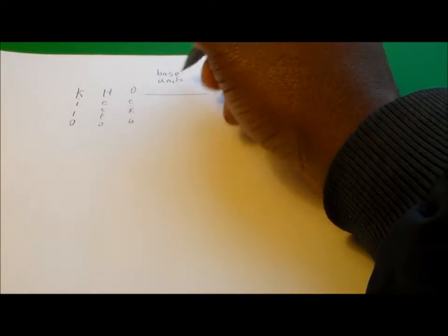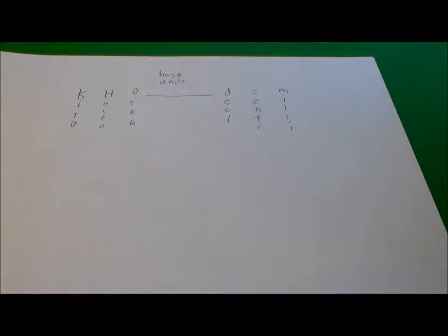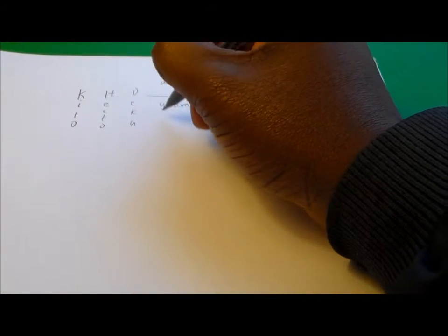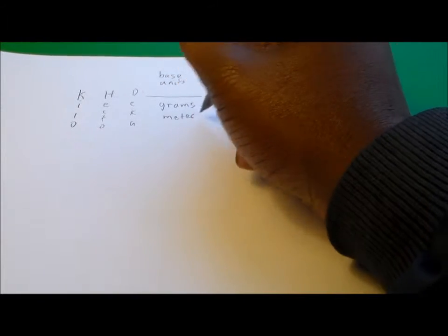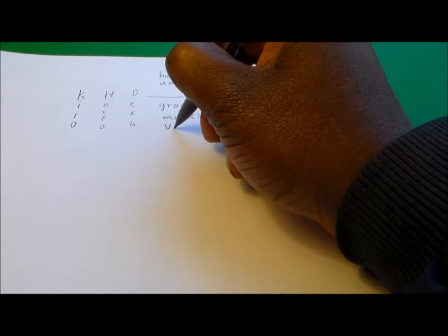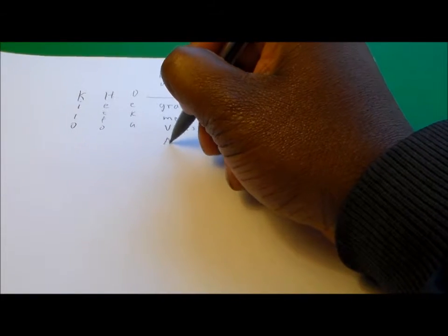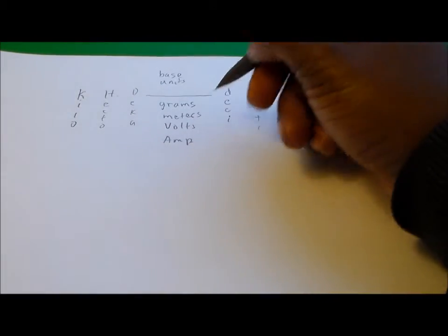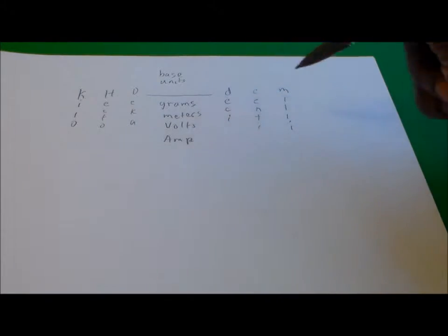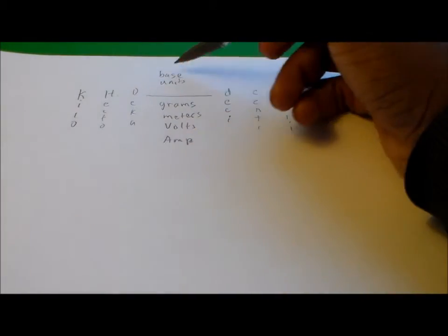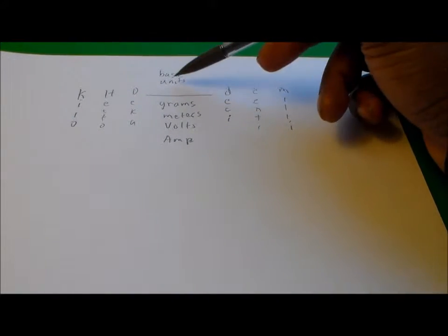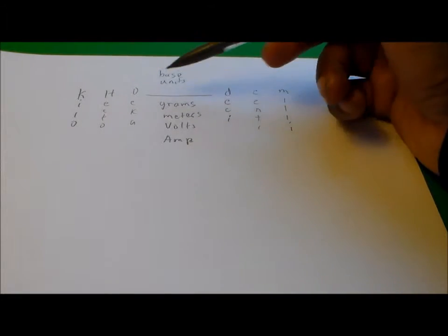Those base units may be, let's say, grams if you're measuring mass. You may have meters. You may also have volts if you're measuring volts, or amps if you're measuring current. Now you may encounter different ones in lab in addition to these. Just know that, when you're thinking about the metric system, this is where those units stand in terms of their place.